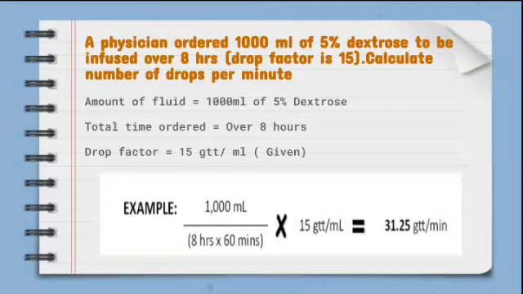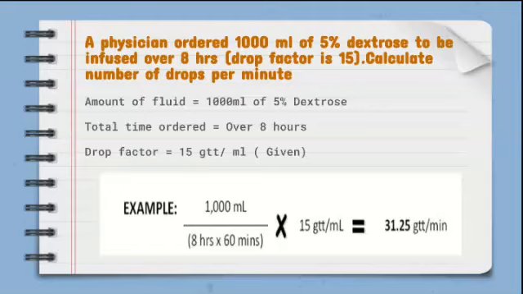In some questions they will give it in the bracket like this: a physician ordered 1000 ml of 5% dextrose to be infused over 8 hours. So in this calculation they have given the drop factor is 15. Calculate number of drops per minute. So drops per minute is nothing but the flow rate.